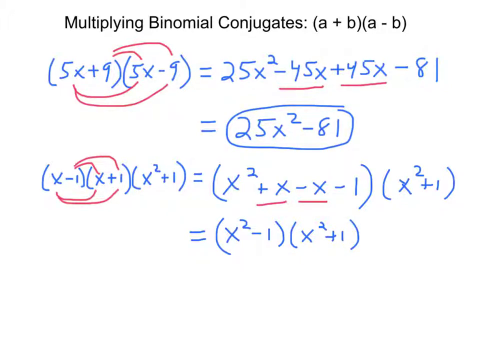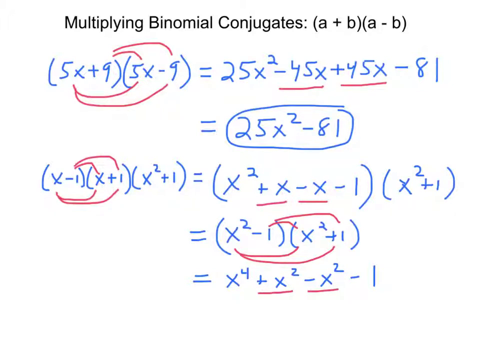So now notice here that we have conjugates again, because this is of the form a minus b times a plus b. So a similar thing is going to happen here. When we do our FOIL, or our firsts, outers, inners, and lasts, the inners and outers are going to cancel out of that answer, as we'll see in just a minute. So we'll have x to the fourth plus x squared minus x squared minus 1. And just like we predicted, the positive x squared and the negative x squared add up to 0, and so they drop out, and we just have x to the fourth minus 1.